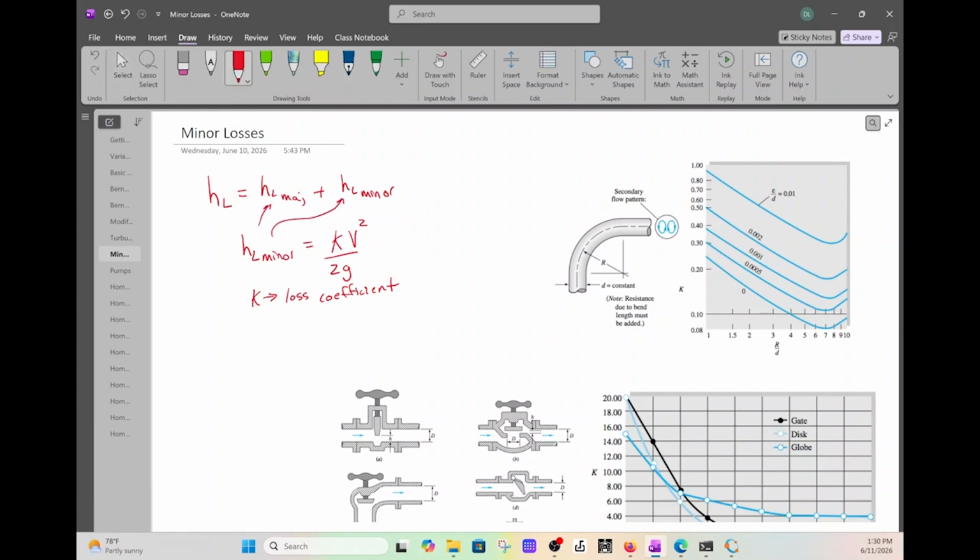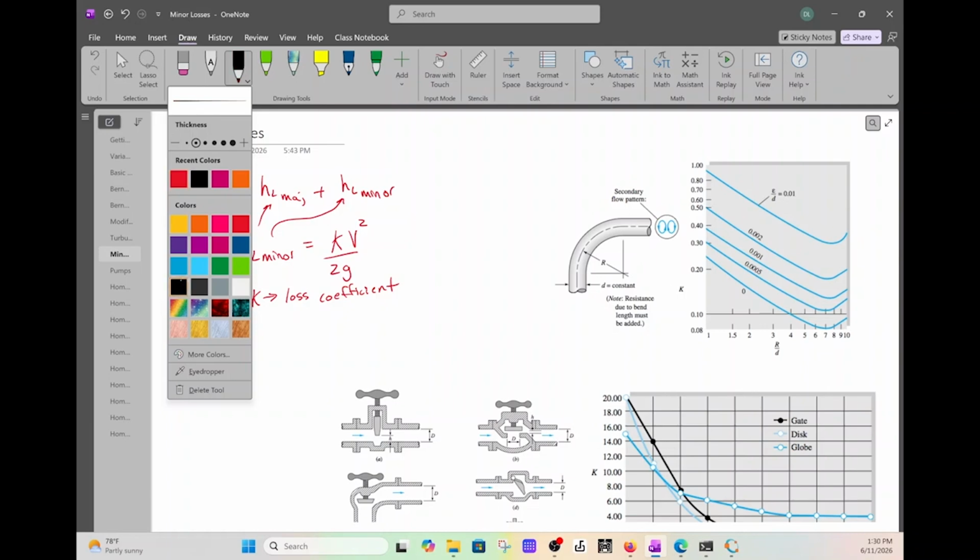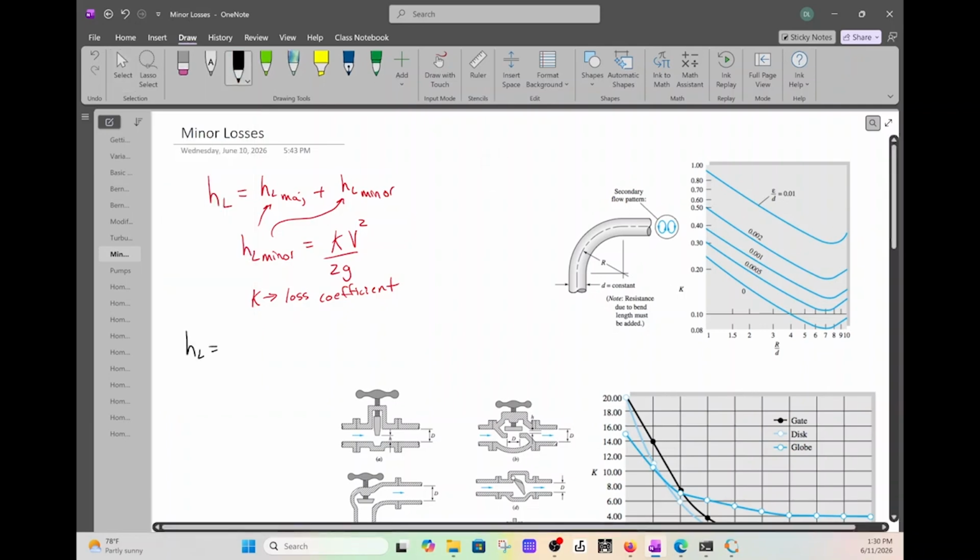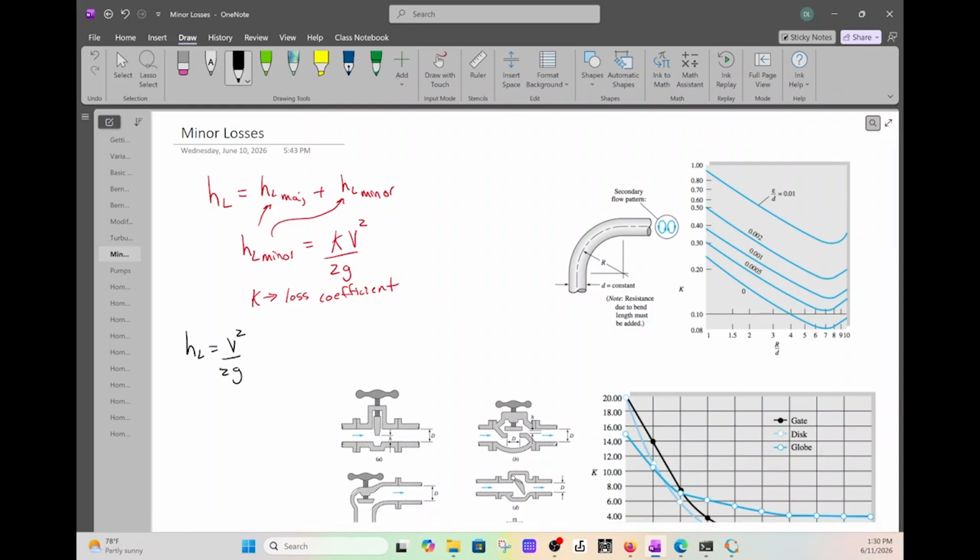So the full equation for HL can now be written as V squared over 2G times the parenthesis of FL over DH plus the summation of K's. So basically make a table or a list of all of your minor losses in the problem and add them all up. That's your minor term.